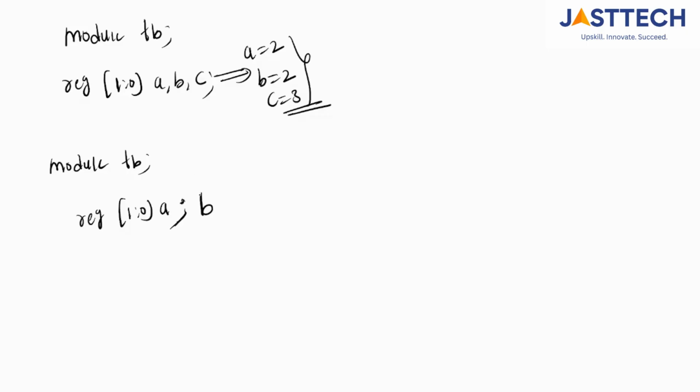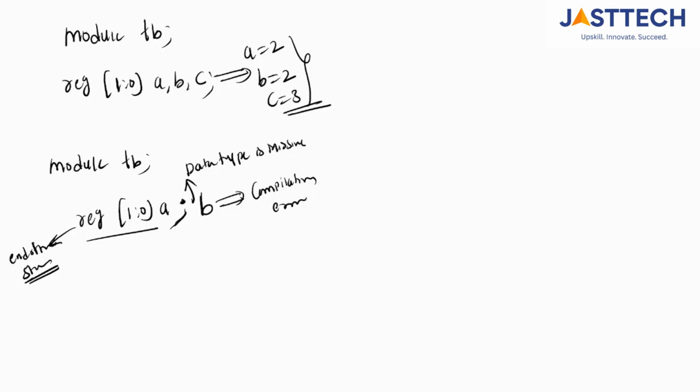Some error is there. Any statement is closed with a semicolon, which is nothing but the end of the statement. Here you declared B, but the data type is missing. You did not declare any data type, so it will throw a compilation error.